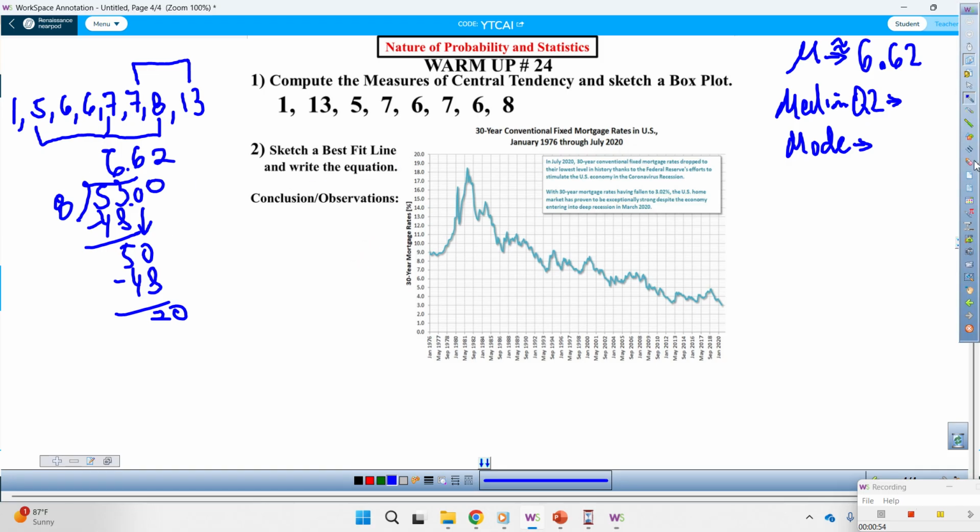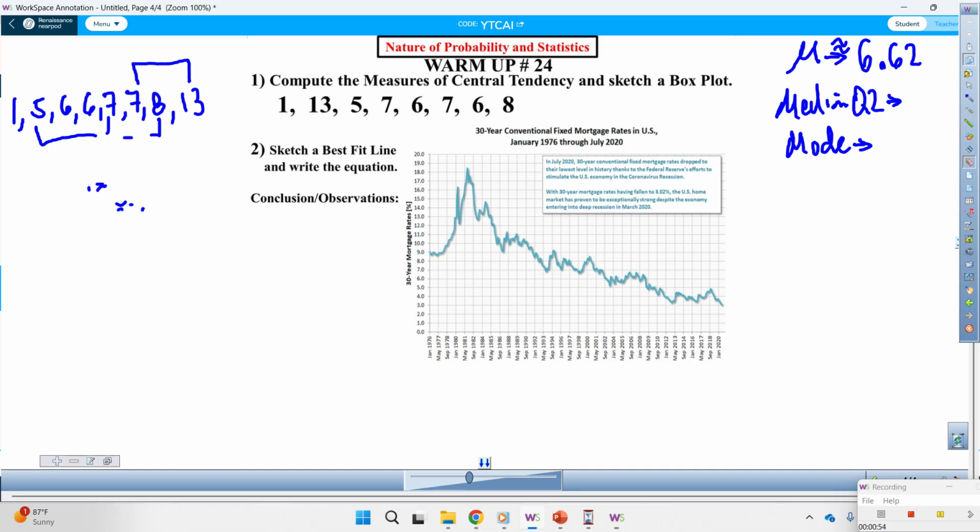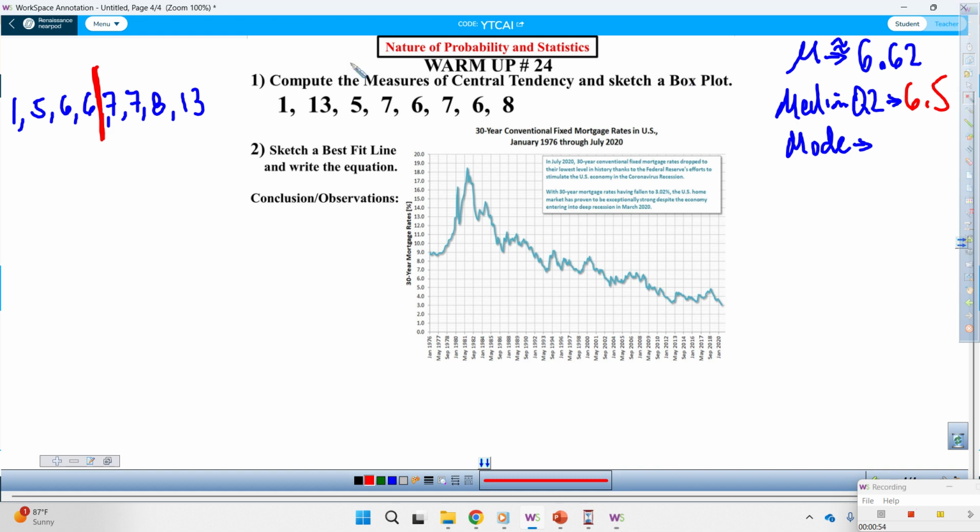Median is right in the center, but since there's 8 numbers, I count 4 and 4. And the middle is about right here. So, what is 6 plus 7? 13 divided by 2, that's 6.5. There's 4 on this side, 4 on this side. 6 plus 7 is 13 divided by 2 is 6.5.